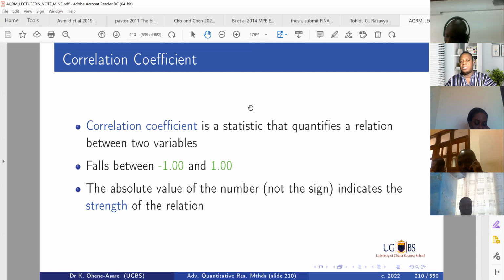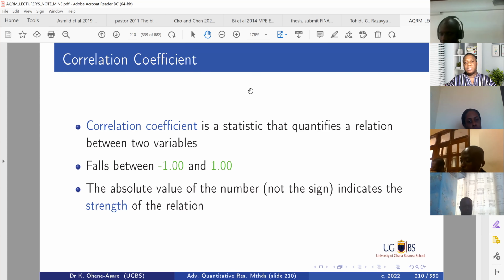The correlation coefficient. There are quite a number of them, but the commonest one is known as Pearson's product moment correlation coefficient. The correlation coefficient is between -1 and +1. If it is 0, it means that the relationship between the two variables is neutral. Please note, if you want to know whether the relationship is strong or weak, it's not by the negative value. It is by the absolute value.